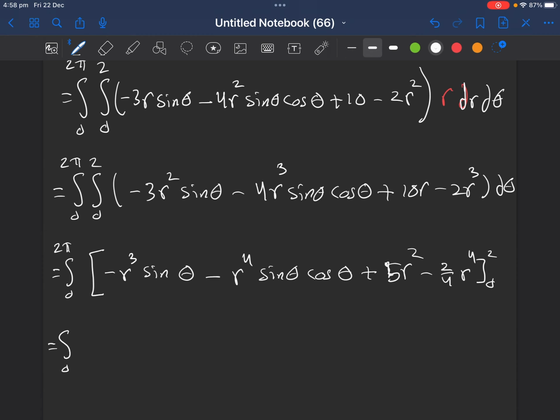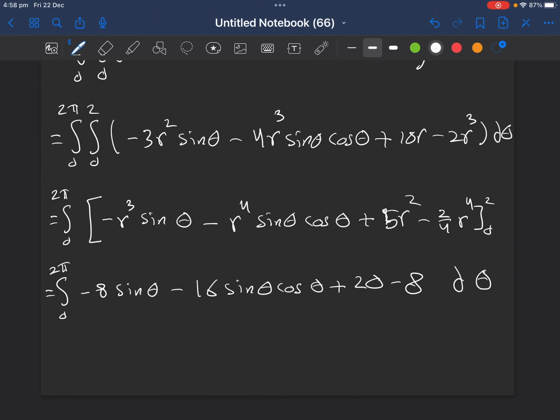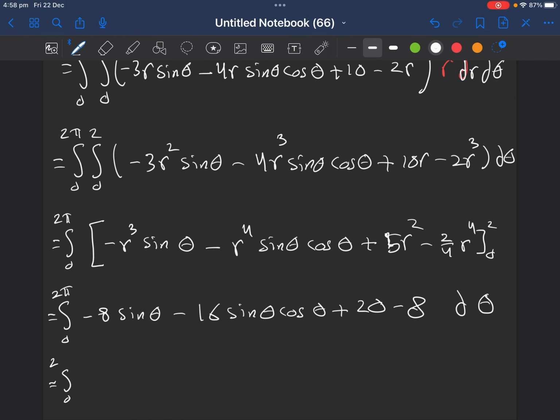If we just substitute 0, everything will go away. So we just need to substitute 2. So we'll get minus 8 sine theta, negative 16 sine theta cosine theta plus 20 minus 8, d theta. Which is, if we just continue with all the calculations, the one that we will get is the following.